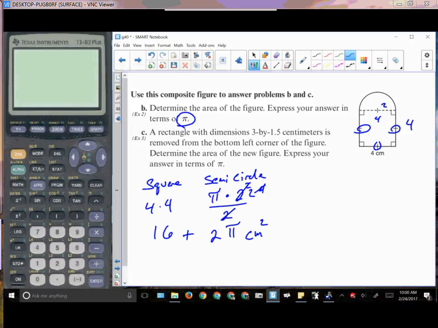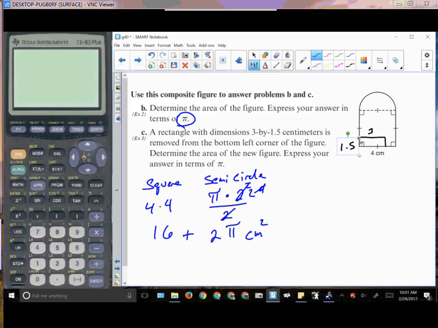Alrighty. So I'm going to get rid of a few things over here. Now it says that a rectangle with dimensions of 3 by 1.5 centimeters is moved from the bottom left-hand corner. So that might look something like that. Would you agree? So that's going to be 3, and that's 1.5. Now, it wants us to express our answer in terms of pi.